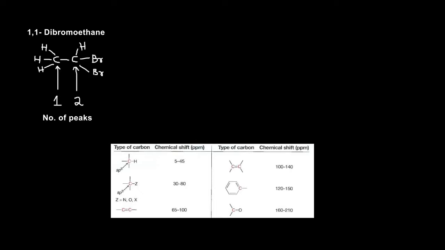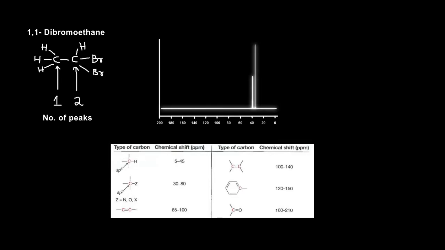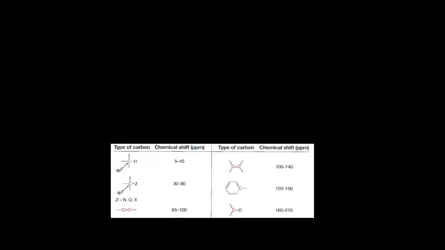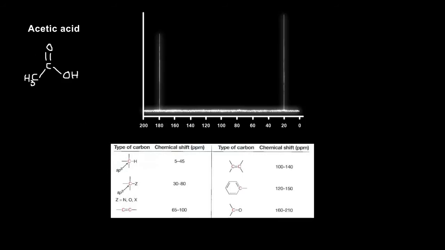It is very important to predict the number of peaks. Carbons that are chemically equivalent will give one peak. Let us see a couple of examples. 1,1-dibromoethane gives 2 carbon signals because the two carbons are not equivalent. The next sample is acetic acid. Acetic acid gives 2 signals because of the presence of 2 distinct carbons. The carbon with sp3 hydrogen bonds falls between 5 and 45 ppm. The carbon double bonded to oxygen falls at 160 to 210 ppm.